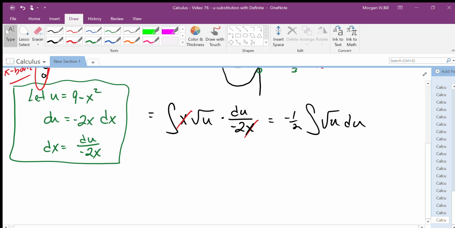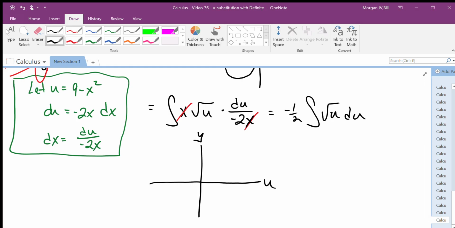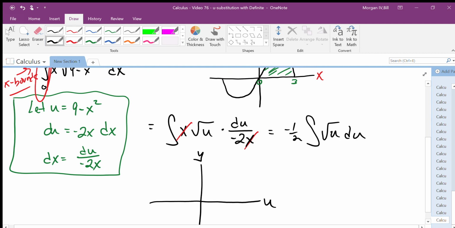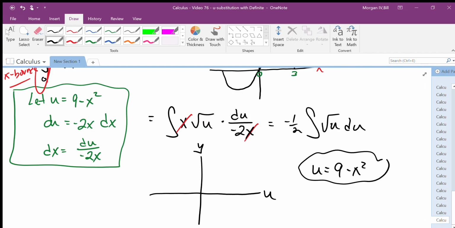Okay, we're not going to have x bounds anymore. We are now going to have u bounds. We've changed the graph from an xy coordinate system to a uy coordinate system, and the transformation to go from x's to u's follows this: let u equal 9 minus x squared. That is what is happening. That's the transformation from x's to u's. So what we need now are u bounds.